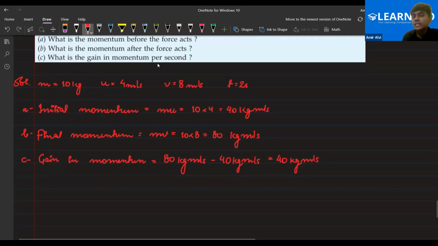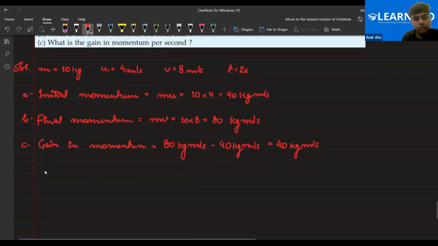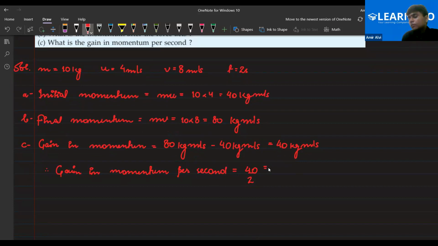This is the gain in momentum that the object has gained, right? What the question is asking is per second, so we have to divide this number by 2. So gain in momentum per second is 40 by 2, that is nothing but 20 meter per second. So this is the answer.